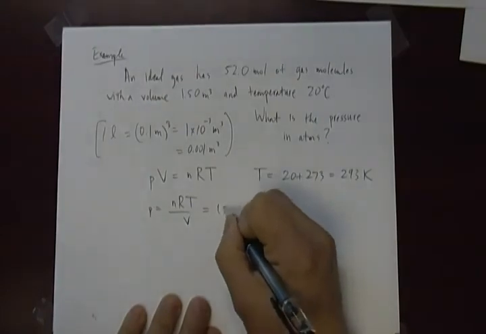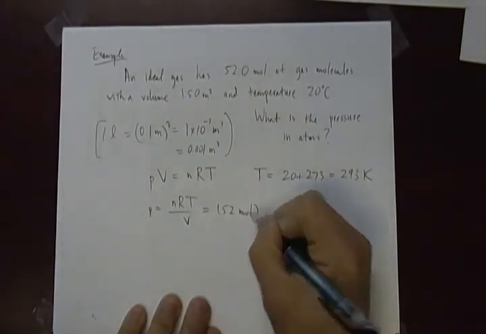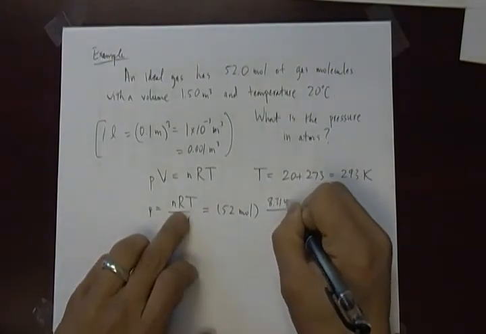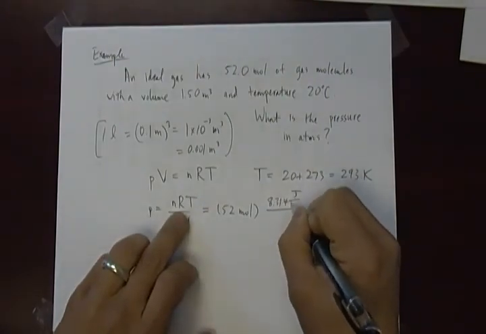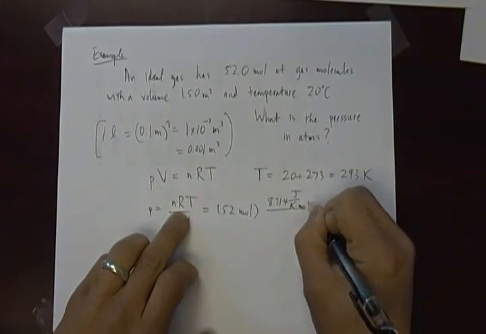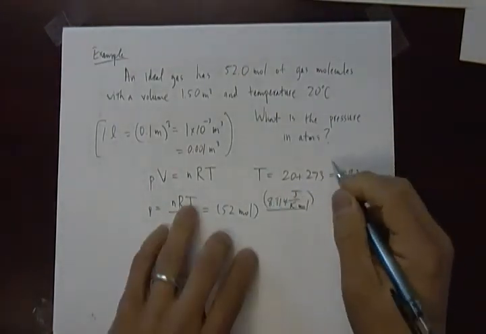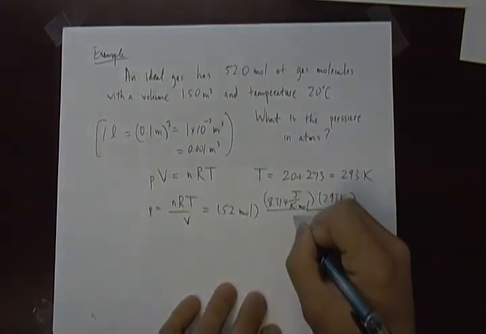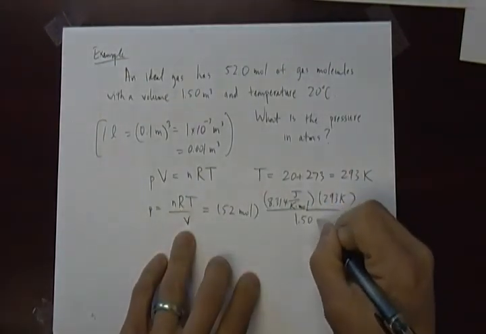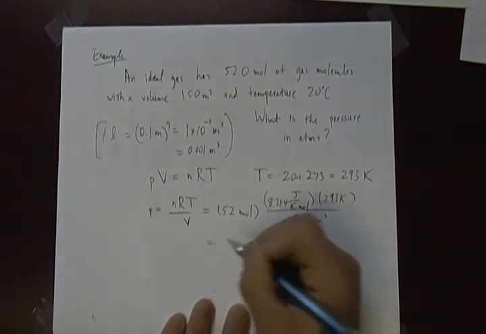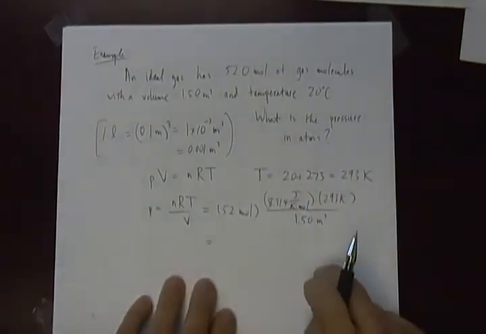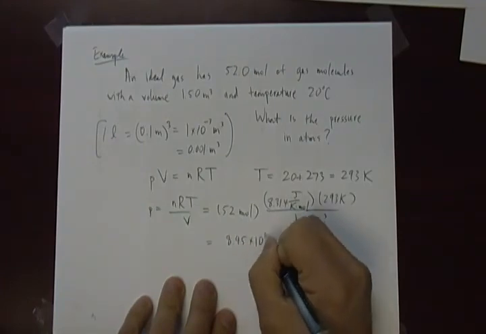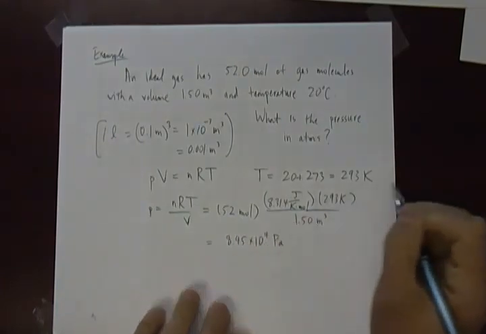Okay, so we said n is 52 moles. R is 8.314 joules per Kelvin per mole. And then we have the temperature is 293 Kelvin, and the volume is 1.50 meters cubed. Okay, multiply these together. You get about 8.45 times 10 to the 4th Pascal.